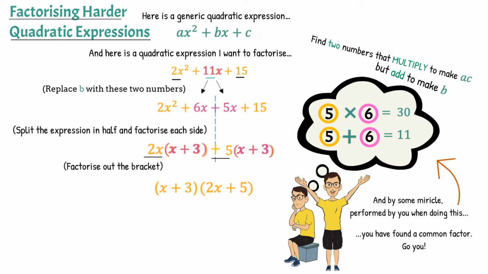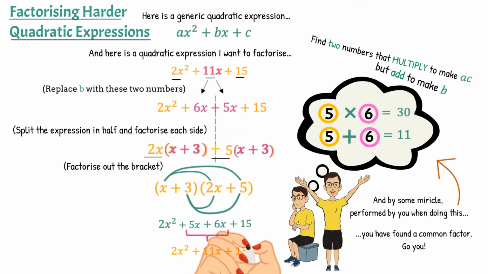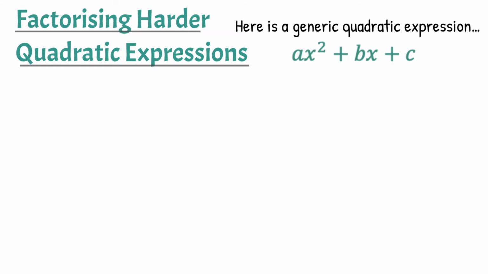Just so you know this isn't any fluke and we actually have factorized this correctly, let's expand it out quickly. So we get 2x squared plus 5x plus 6x plus 15. We group together our x's and we have our starting expression 2x squared plus 11x plus 15, which guarantees we have factorized correctly. So this is a really nice example because all the terms are positive. It does get a little bit trickier when we start adding in those negative signs we all love so much.